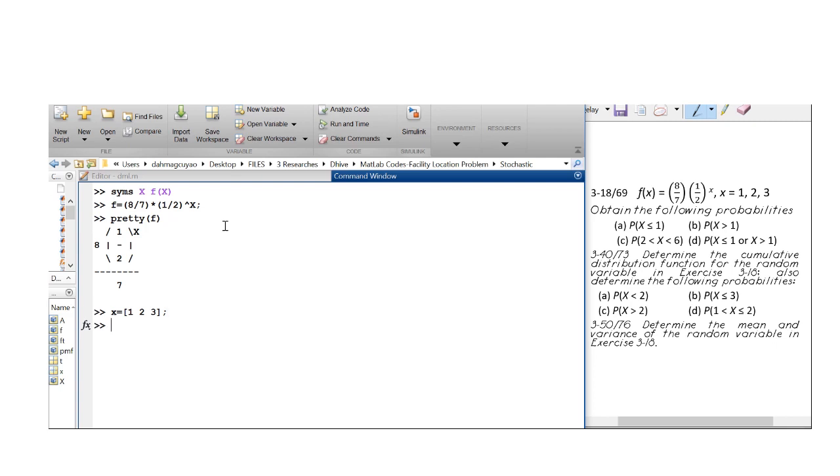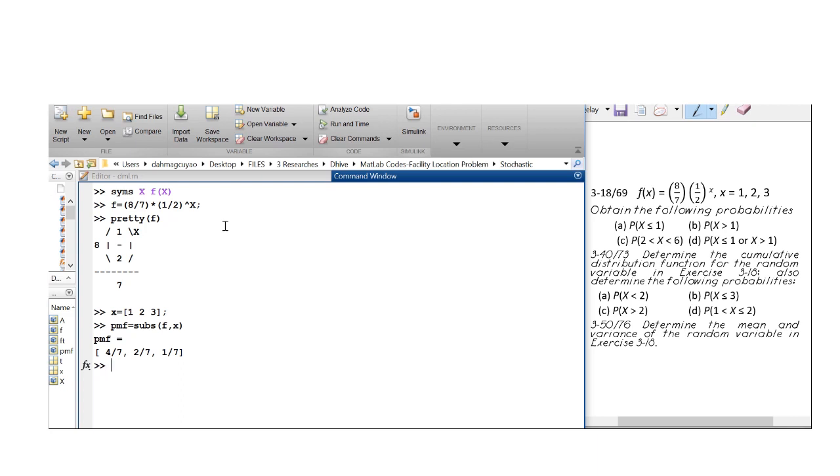Such that if we're going to substitute x into f of x, we can have the probability mass function, PMF, in tabular form. So we have x equal to 1, 2, 3, and substituting into f of x, we have the PMF equal to 4 over 7, 2 over 7, and 1 over 7.